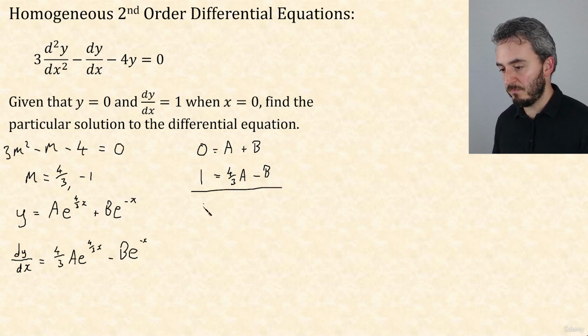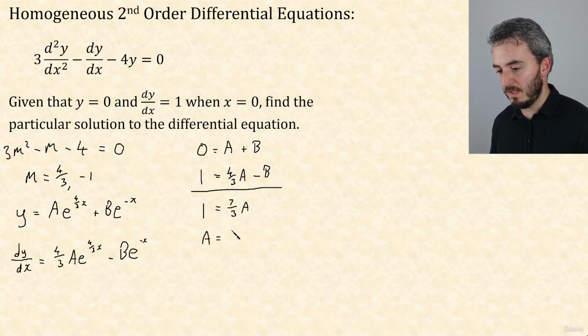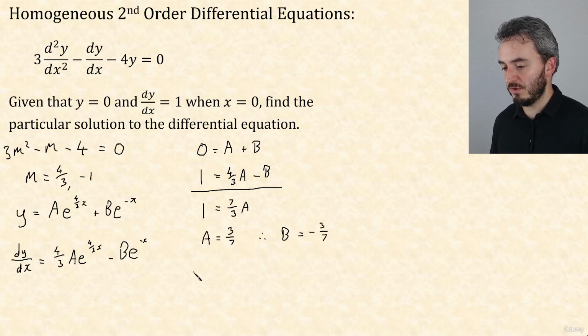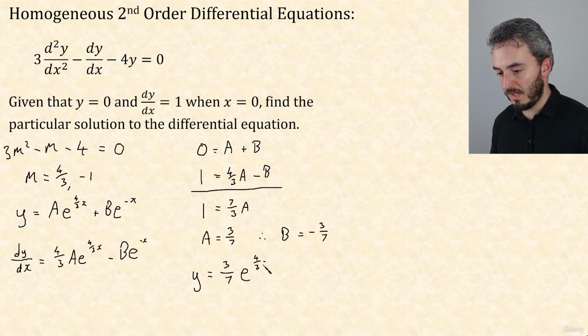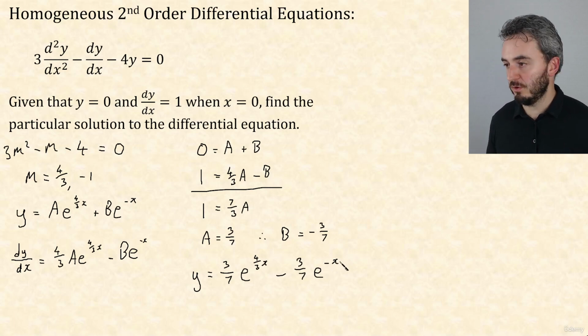I'm just going to add these together and get 1 equals 7/3 a, and the b's cancel, so a is 3/7, and therefore b must be minus 3/7. And the general solution of this differential equation is y equals 3/7 e to the 4/3 x minus 3/7 e to the minus x. And there's our general solution there.